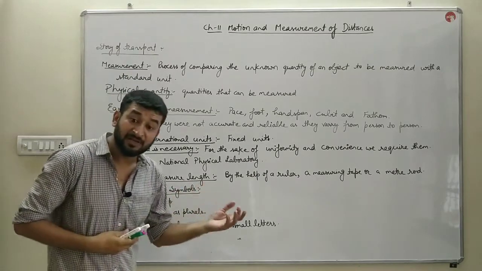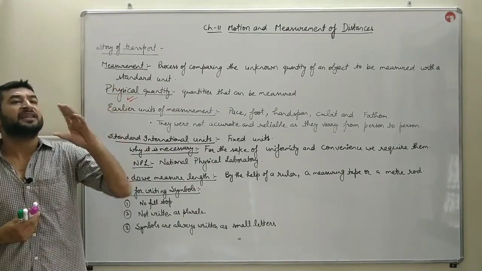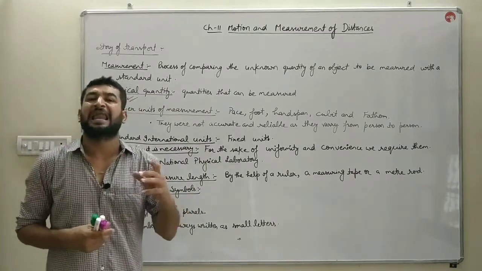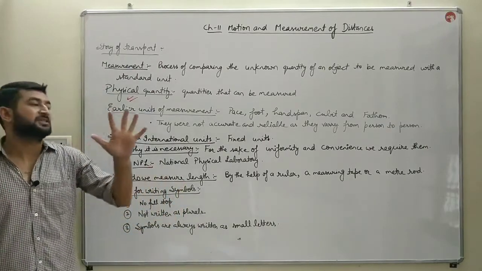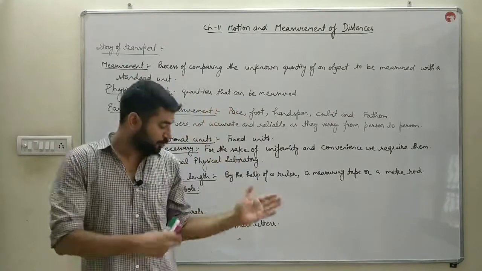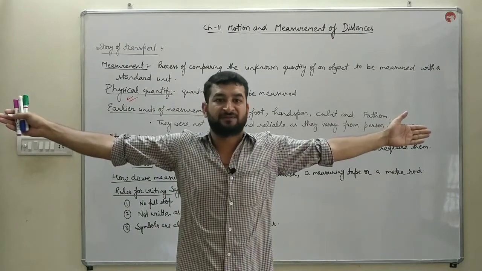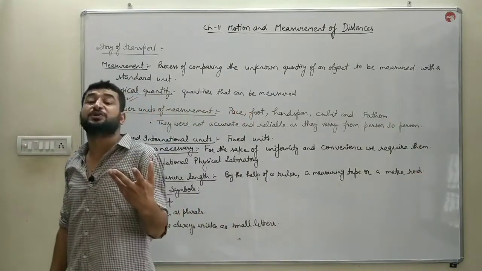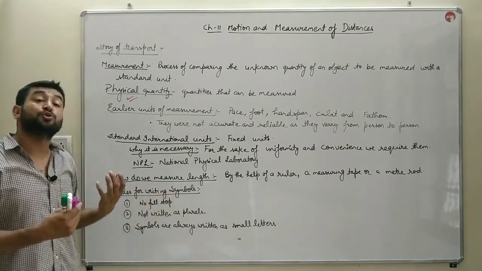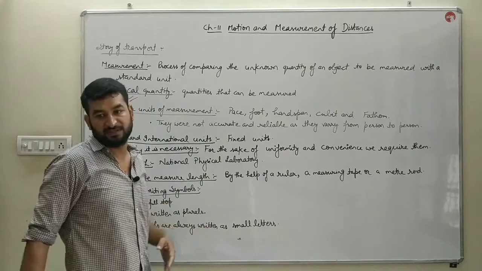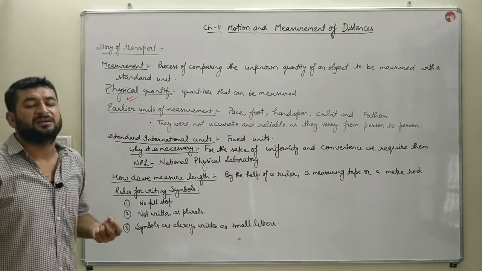Next, to measure them, we have certain units. Earlier units were inaccurate and not reliable. They were not convenient. Why? The earlier units were handspan, cubit, the arm length, fathom, the stretched out arms, the pace, the foot. These are certain units which we used in earlier times. But those units vary from person to person. That is why these units are not reliable and not accurate.